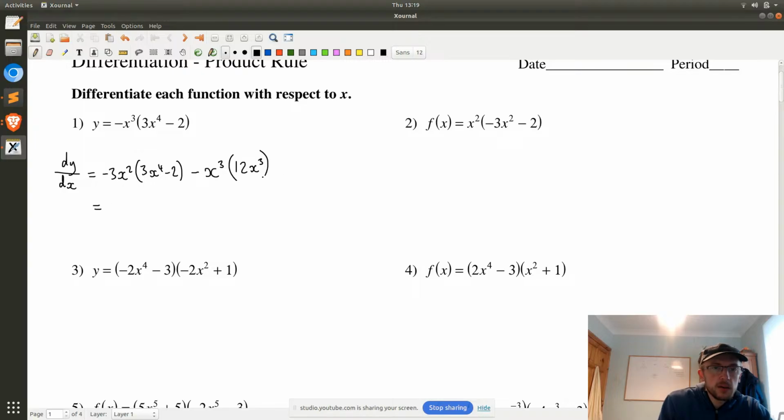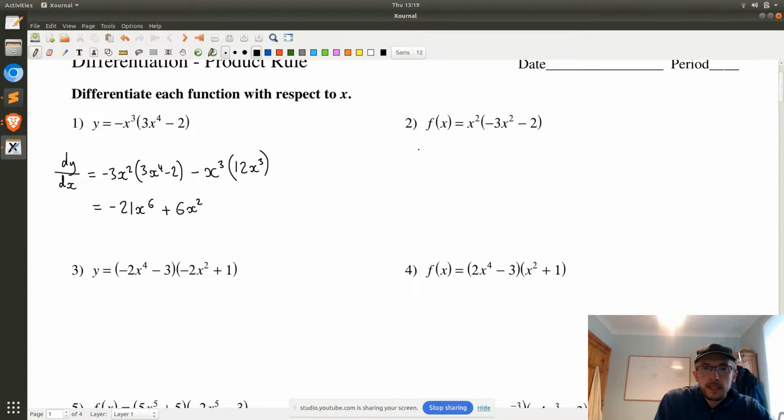All right, and now I don't know if they want me to expand it, but I'm going to do it just because I like it. So that would be minus 9x to the 6, minus 12x to the 6, so minus 21x to the 6, plus 6x squared.